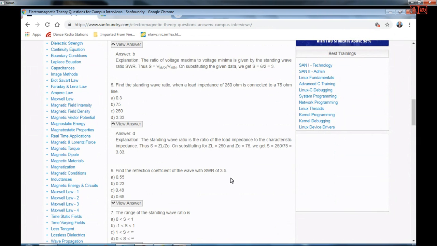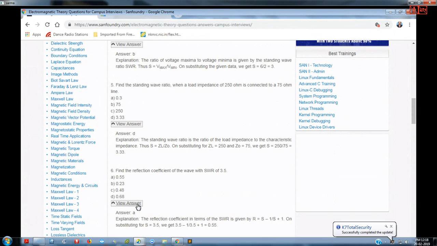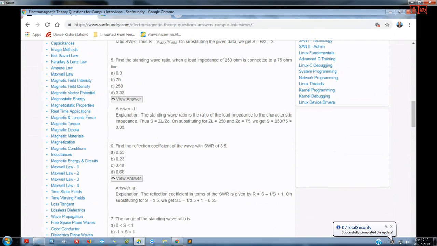Okay, now find the reflection coefficient of the wave with VSWR equal to 3.5. So if S is given, how do we find gamma? It is exactly mod gamma that we can find, which is given as S minus 1 by S plus 1. So 3.5 is given, so S minus 1 by S plus 1 is 2.5 by 4.5, which is going to give you 0.55. Thereby, the answer is simply 0.55. Reflection coefficient magnitude is definitely between 0 and 1. Please check whether the answer you are getting is within 0 and 1 for your magnitude part.